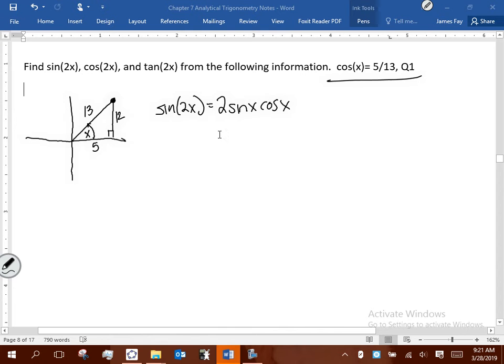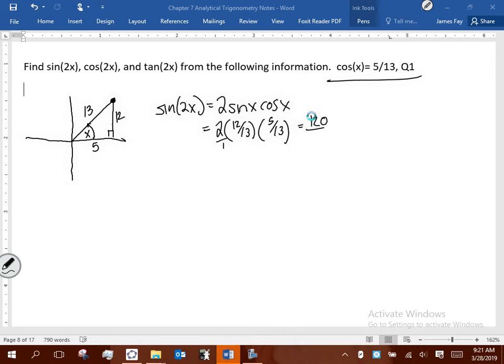So I have 2 times sine x, which we just said was 12/13, and cosine x is 5/13. Can we evaluate that? All right, so I evaluate that, and they're all relatively prime on top and bottom, so 2 times 5 times 12 gives 120 over 169. Okay, now we'll come back and do cosine 2x and tangent 2x, but I want to take a moment and look at what we just came up with.